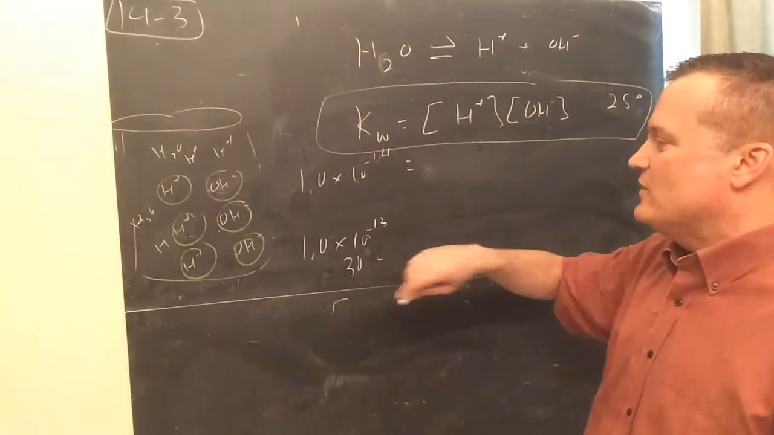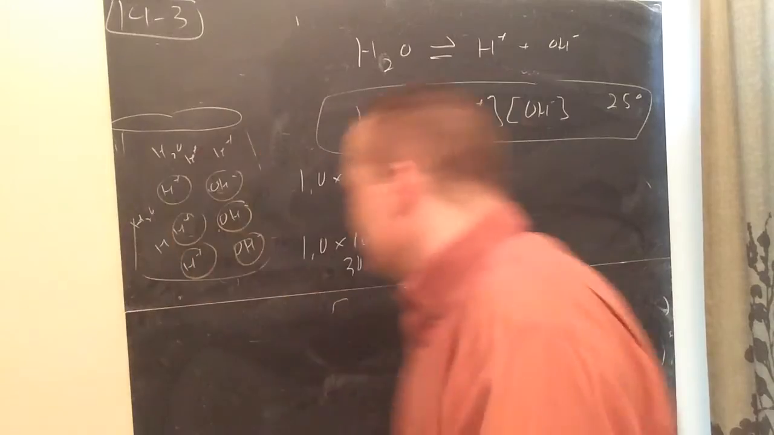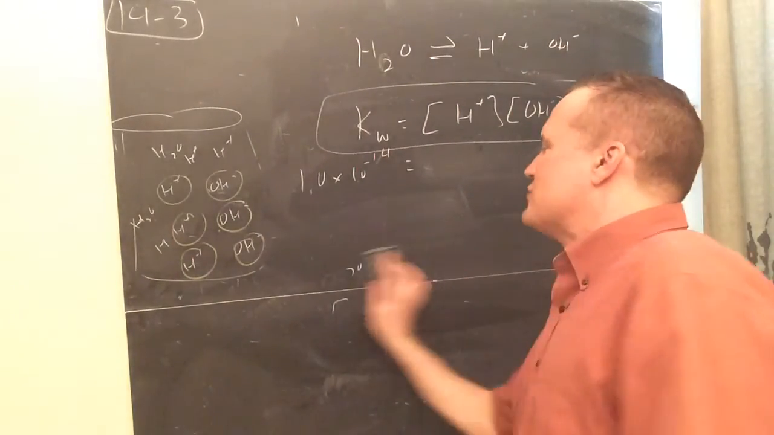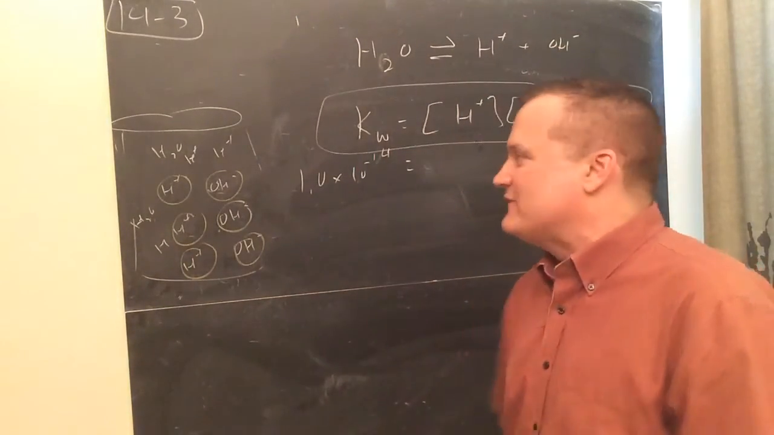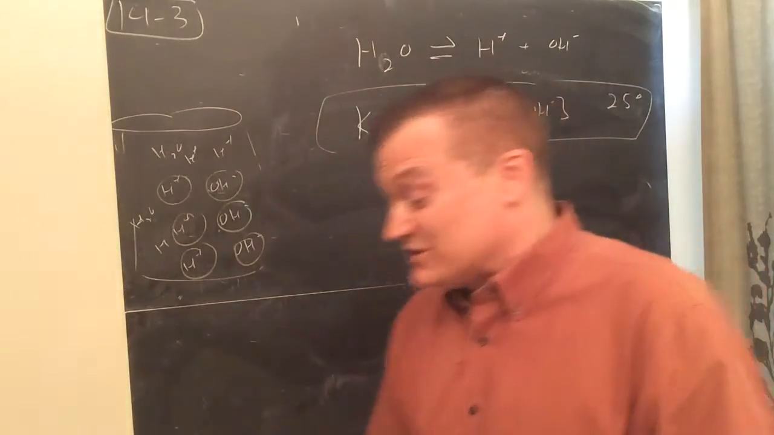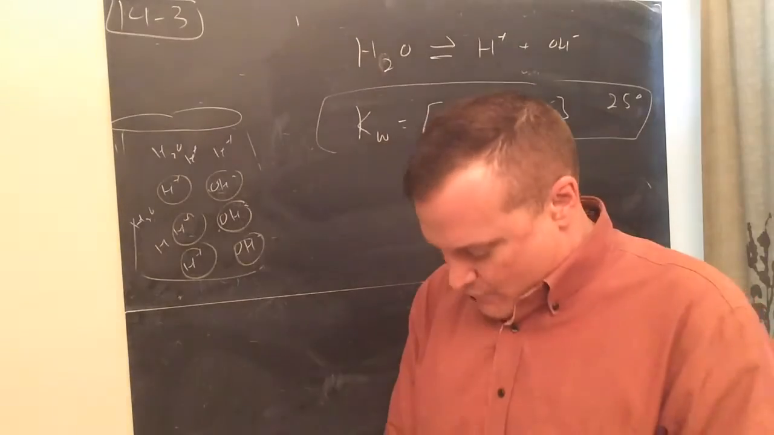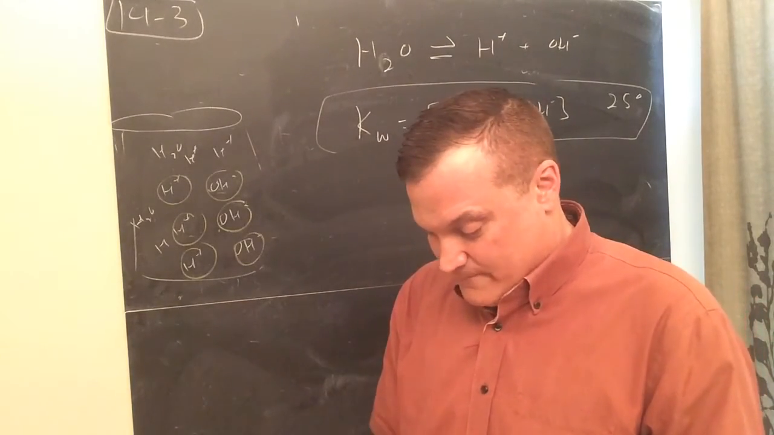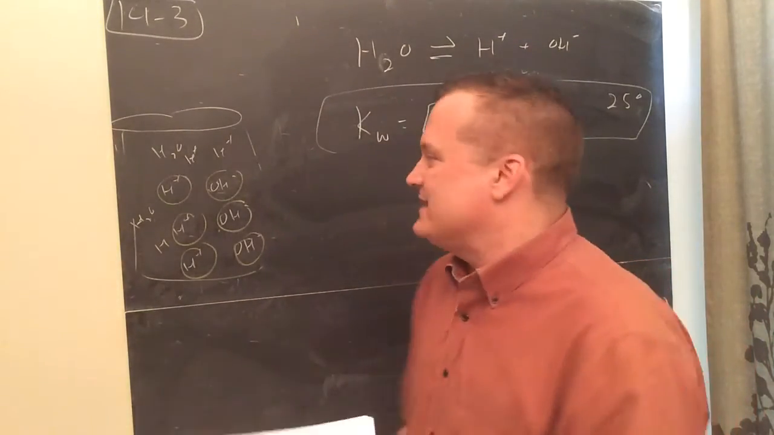But you can pretty much bank on the majority of all the questions on the AP, probably all of them, it's going to be 1 times 10 to the negative 14. It would have to be a special situation to not be. All right, and we're not even doing the math here yet. Now that I say that, here comes the math.